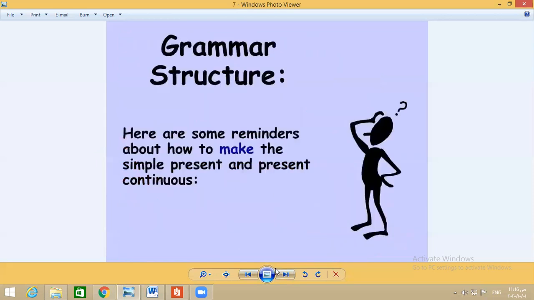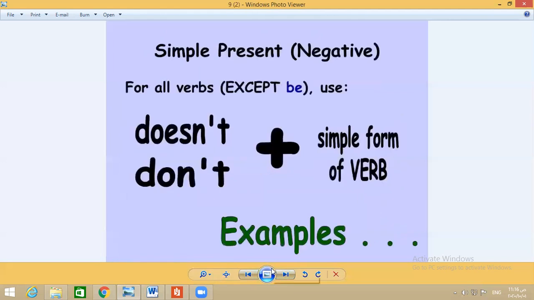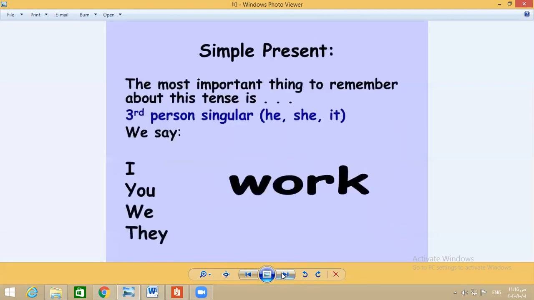Okay. The form of the two tenses or the structure of the two tenses. Here are some reminders about how to make the simple present and present continuous. Let's look at them. Simple present. Simple present has two forms, like any other tense. Each tense is either negative or positive or interrogative, which is a question form. Simple present, I have two things to consider. When I'm talking about singular pronouns and when I'm talking about plural pronouns.